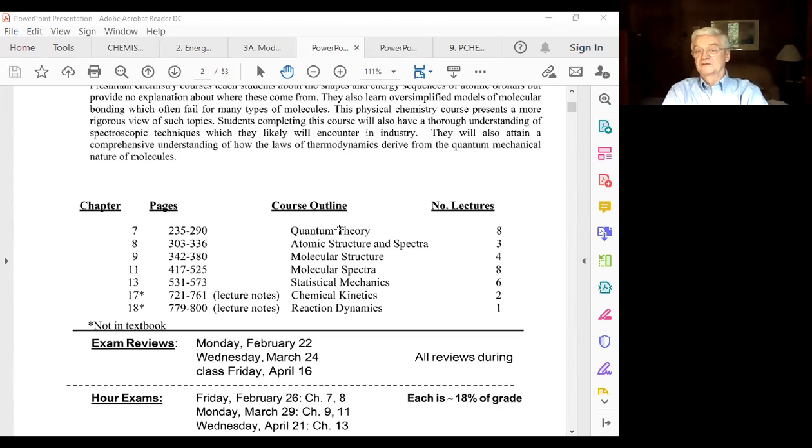Then we'll go on to talk about molecular structure. And then once we've done that and talked about molecular bonding, we'll talk about the spectroscopy that comes from molecules, things like infrared spectroscopy, electronic spectroscopy, and so on. And then the last major course topic will be statistical mechanics. Again, this is where the laws of thermodynamics come from, based on quantum mechanics and statistics. Hopefully we'll have a lecture or two to talk about chemical kinetics and reaction dynamics, and try to relate how quantum mechanics is related to this.